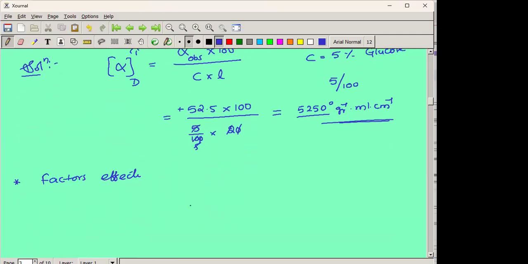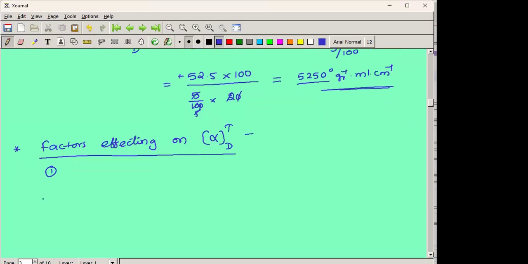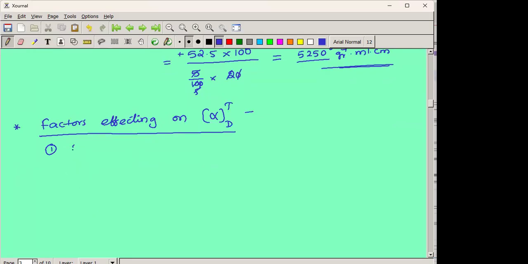So the next one is the factors which are affecting specific rotation. What type of factors affect the specific rotation? One is the nature of the solvent. What kind of solvent we can use depends. And concentration of the sample, because the concentration term is already there. So concentration of the sample solution.